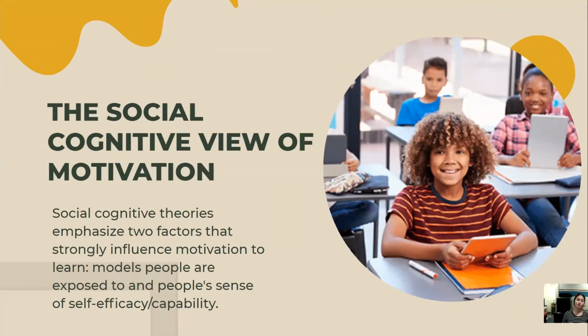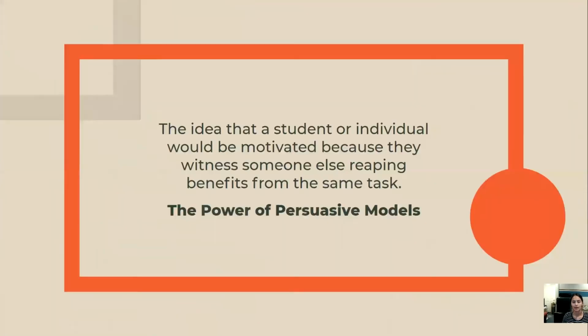All right, next up is the social cognitive view of motivation. The social cognitive theories emphasize two factors that strongly influence motivation to learn: models people are exposed to, examples that we see from elders and our peers, and people's sense of self-efficacy, which can also be labeled as a person's belief of their capability and their personal ability.